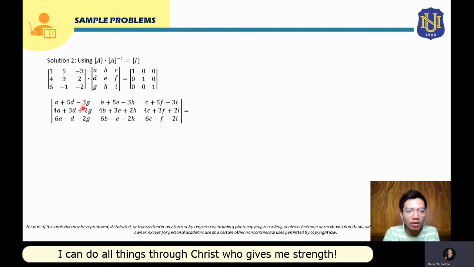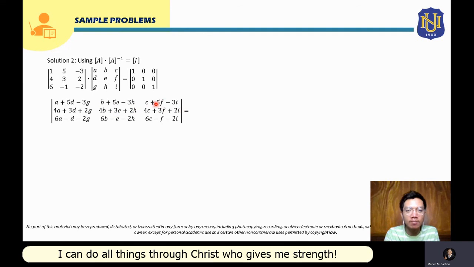Now for our next element in the second row, this will be the multiplication of the second row and first column. That will be 4 times A plus 3 times D plus 2 times G. And then for the next element, that would be 4 times B plus 3 times E plus 2 times H.